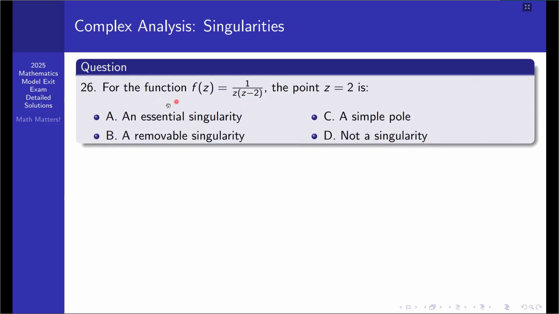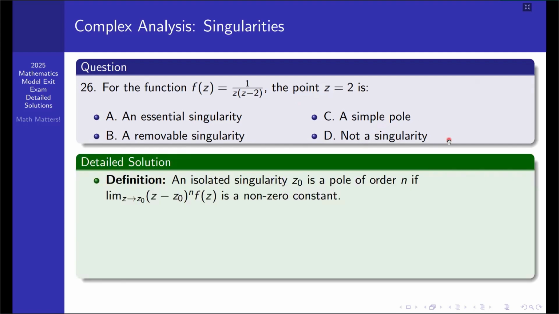Question number 26. For the function f of z is equal to 1 over z times z minus 2, the point z is equal to 2 is: A, an essential singularity; B, a removable singularity; C, a simple pole; D, not a singularity. So let us see them. The definition: an isolated singularity z naught is a pole of order n if the limit of z minus z naught to the power of n times f of z, as z approaches z naught, is a non-zero constant.